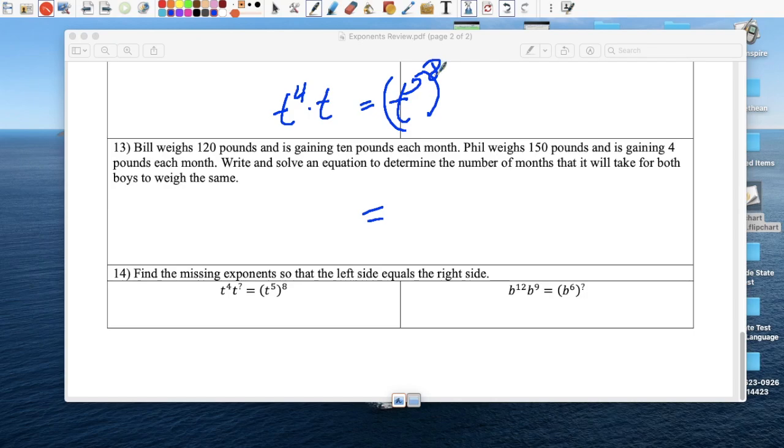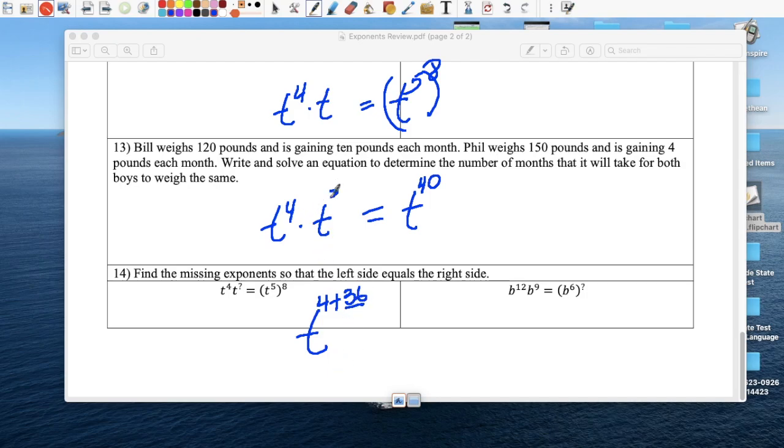T to the 5th raised to the 8th power. Well, it's a power to a power, so we keep the base and we multiply the exponents, and it gives me 40. So, over here it says t to the 4th times t to the something. What do I need to put over here so that it gives me 40? Well, notice that when we're multiplying, we keep the base and we add the exponents. So 4 plus what number will give me 40? So it should be 36.